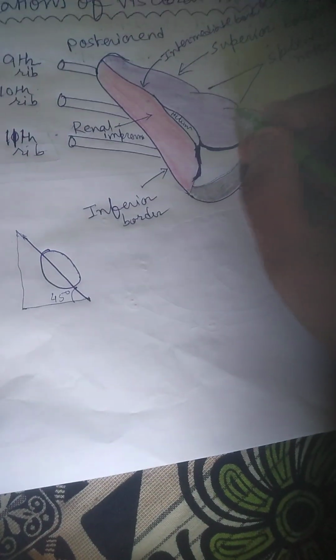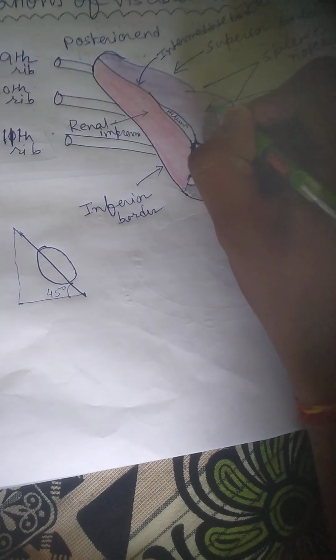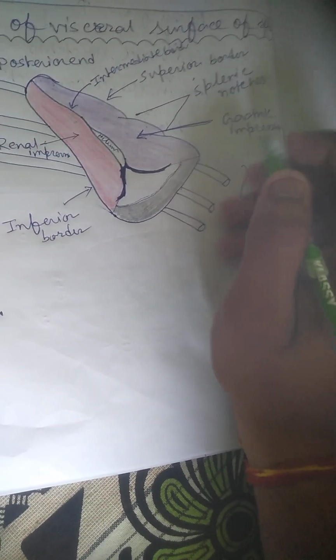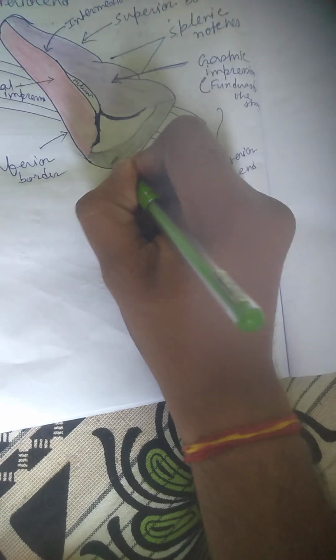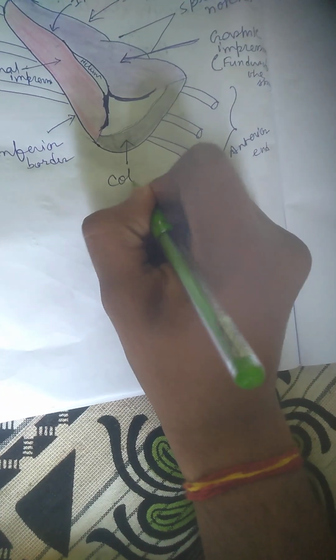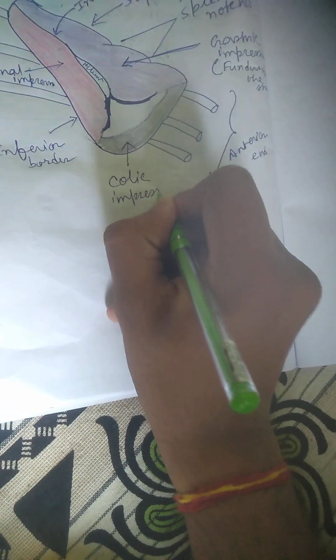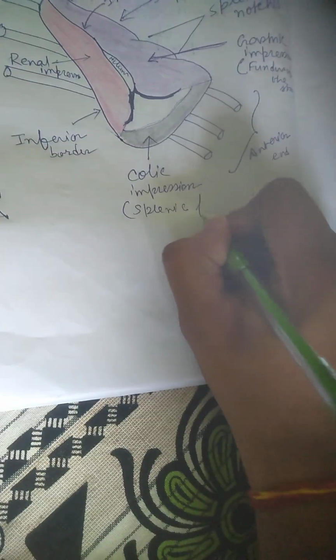Okay, this violet colored shaded part is the gastric impression. It is the largest impression of the spleen. Gastric impression is basically due to the fundus of the stomach. This shaded area is the colic impression. Why colic impression? Colic impression is due to the splenic flexure of the colon.